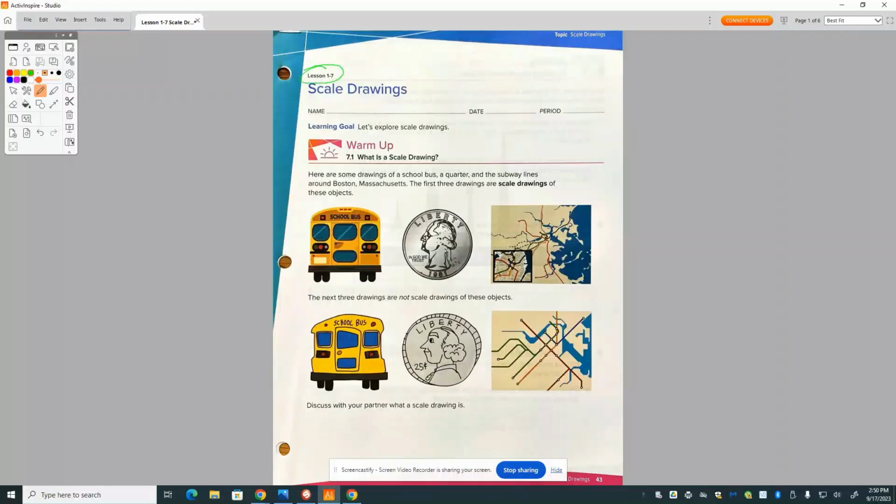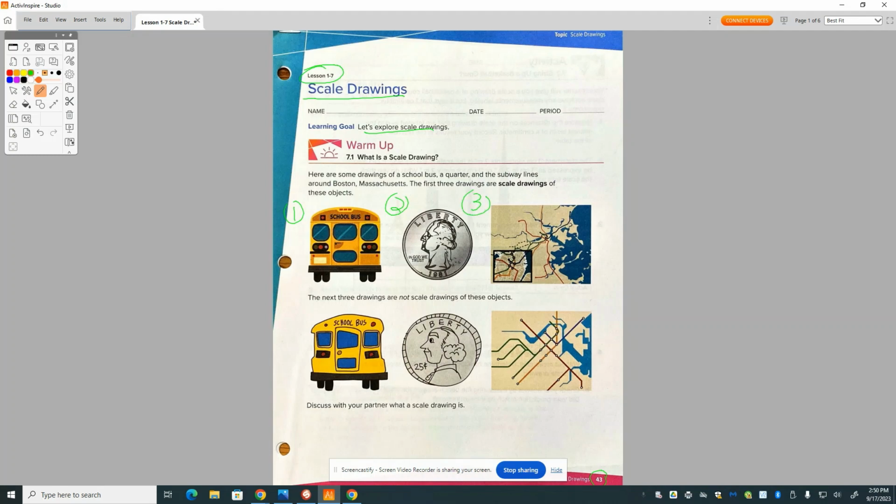Working on lesson 1.7, scale drawings on page 43. Our learning goal for the day is to be able to explore scale drawings. Now here are some drawings of a school bus, a quarter, and subway lines around Boston, Massachusetts. The first three drawings are scale drawings of these objects. So these following are scaled drawings.